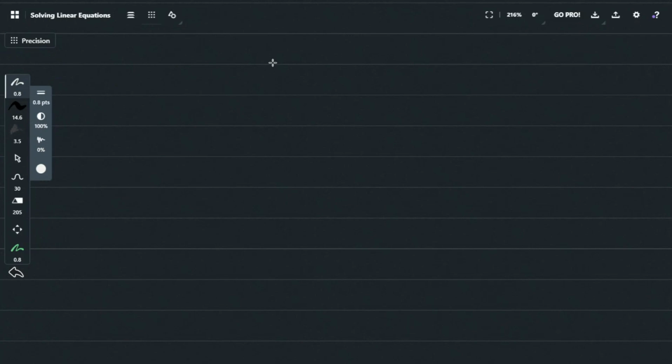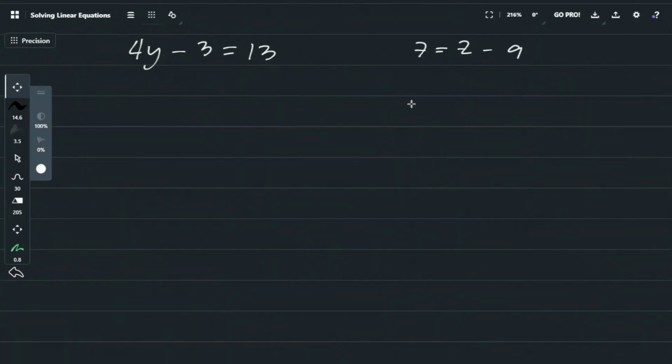So let's have another example. 4y minus 3 is equal to 13, and also 7 is equal to z minus 9. So feel free to pause this video and solve it for yourself.